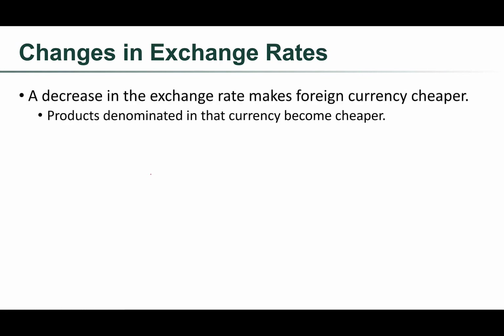A decrease in the exchange rate makes foreign currency cheaper. Products denominated in that currency become cheaper, right? So if something costs 10 euros and I want to buy something, I'm going to buy some Parmesan cheese online from Europe and it's 10 euros. Well, if I find out that the exchange rate has gone down, well, that means that it's easier and cheaper for me to get euros. And so now that 10 euro Parmesan cheese costs me less because I can get more euros for my dollars.